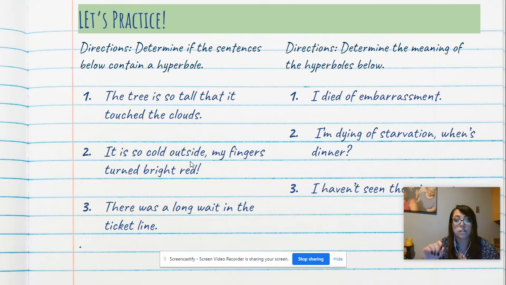Could your fingers literally turn bright fire truck red? No. So we can assume, because we know in our brain that can't happen, that number 2 does contain a hyperbole. So I'll read number 3 and then you'll tell me whether or not it's a hyperbole on the Ed puzzle. And it says, there was a long wait in the ticket line. Could there literally be a long wait in the ticket line?